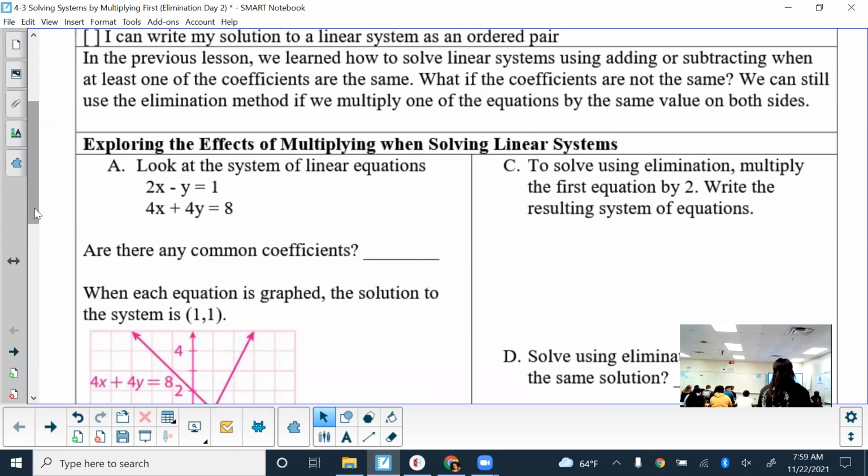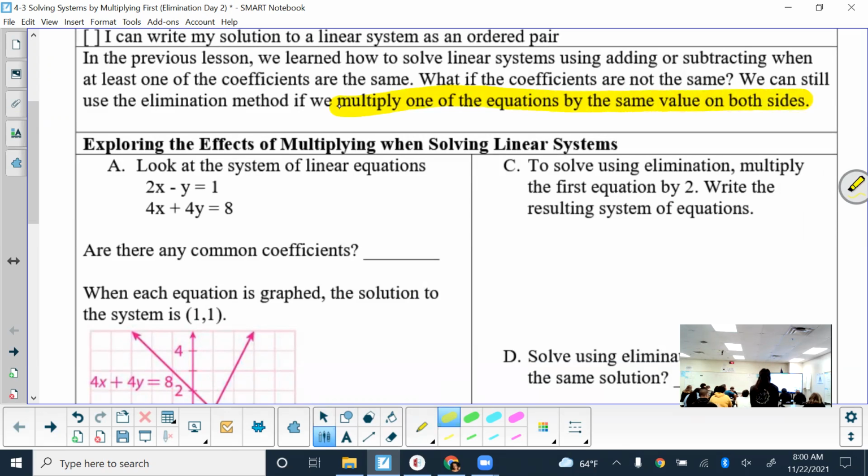So I would highlight this part. You can still use the elimination method if we multiply one of the equations by the same value on both sides. So this is by having to multiply first. It says one of the equations. Sometimes you have to multiply both of the equations by something. So one or both of the equations so that you can get a common coefficient.